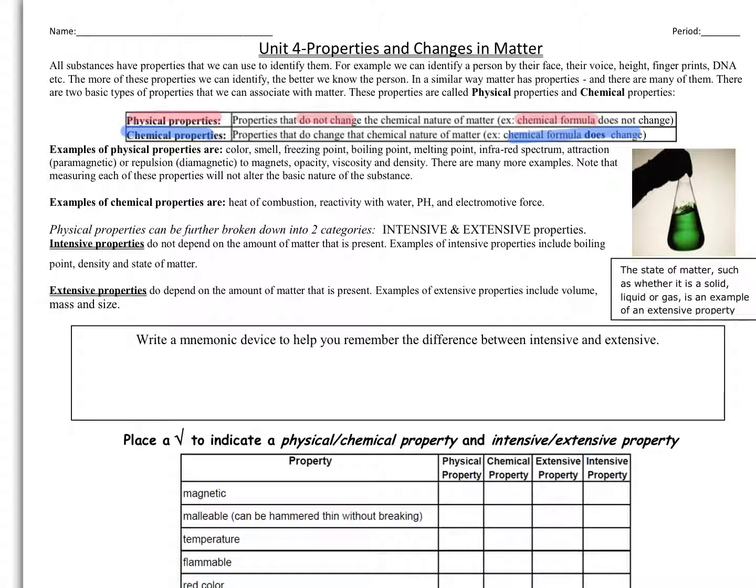Then we can take our physical properties and break them down into two categories, intensive and extensive. If something is intensive, that means it does not depend on the amount of matter present. So several examples of these would be boiling point, density, and the state of matter. These are properties that are always true. Okay? So make sure you write this here. These are always true.